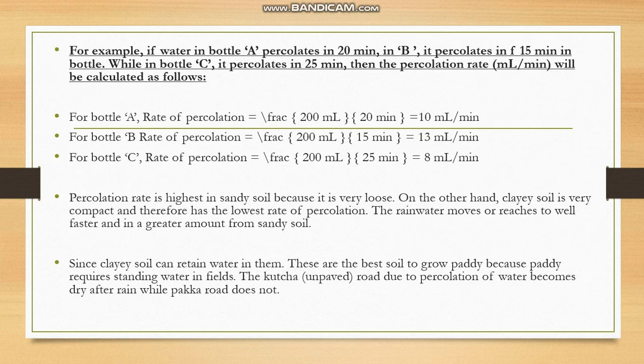One such example is given. For example, if water in bottle A percolates in 20 minutes and in bottle B in 15 minutes, then we can calculate the rate for A as the amount of water divided by the percolation time. So 200 ml divided by 20 minutes, that is 10 ml per minute. Like this we can find out the rate.